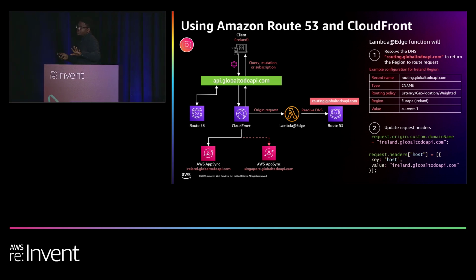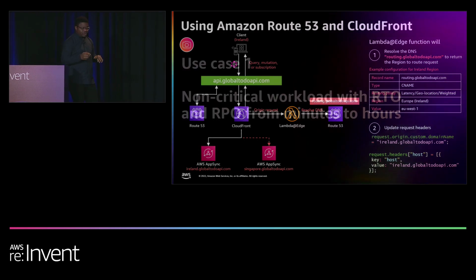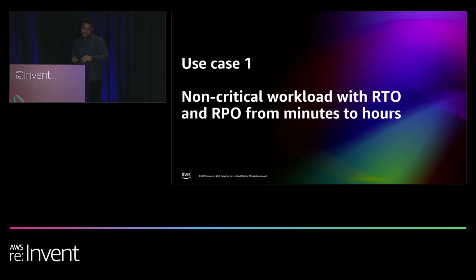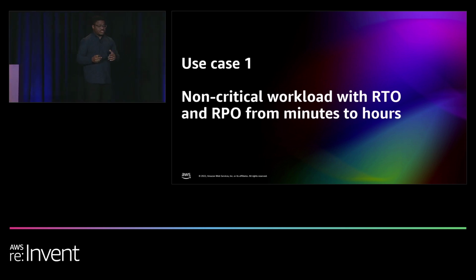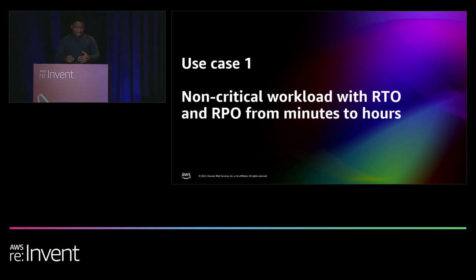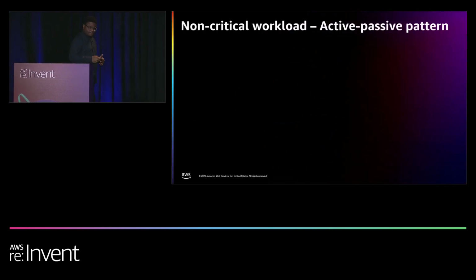Okay, so we've talked about the two options for routing and how you go about setting that up. Now, let's dive into the architecture. How do you then deploy AppSync in multi-region? So we've covered routing. Think about the use case you have today, maybe a non-critical workload with an RTO, RPO from minutes to hours. So this is how you can go about setting that up.